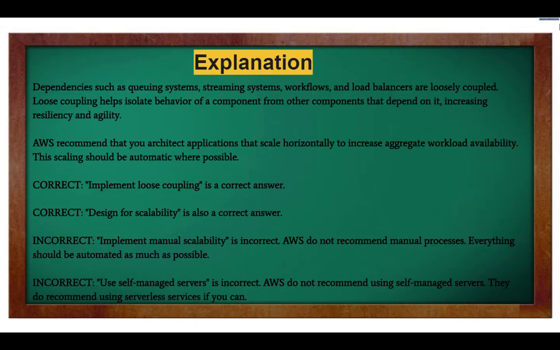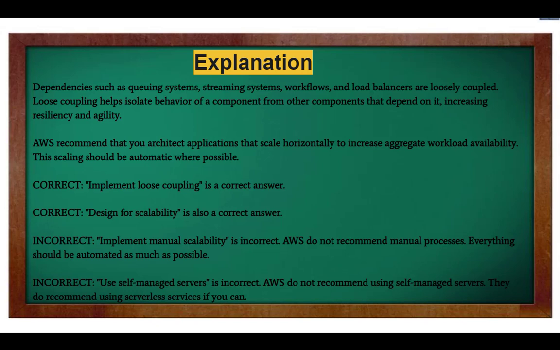Explanation. Dependencies such as queuing systems, streaming systems, workflows, and load balancers are loosely coupled. Loose coupling helps isolate behavior of a component from other components that depend on it, increasing resiliency and agility. AWS recommend that you architect applications that scale horizontally to increase aggregate workload availability. This scaling should be automatic where possible. Correct. Implement loose coupling is a correct answer. Correct. Design for scalability is also a correct answer.